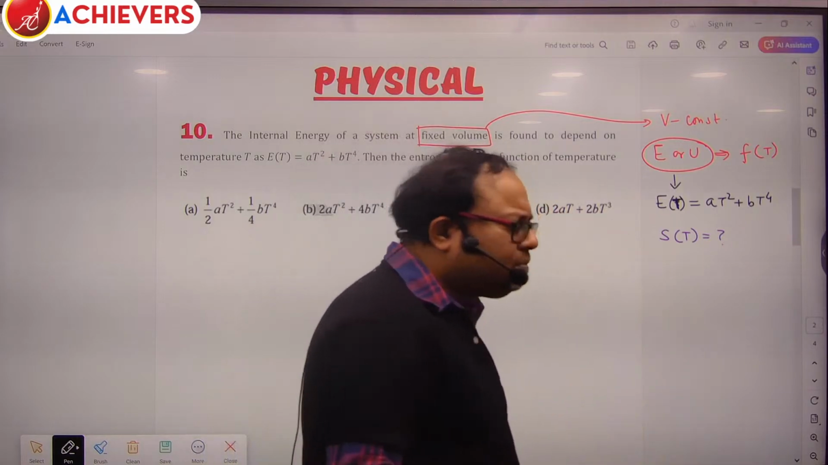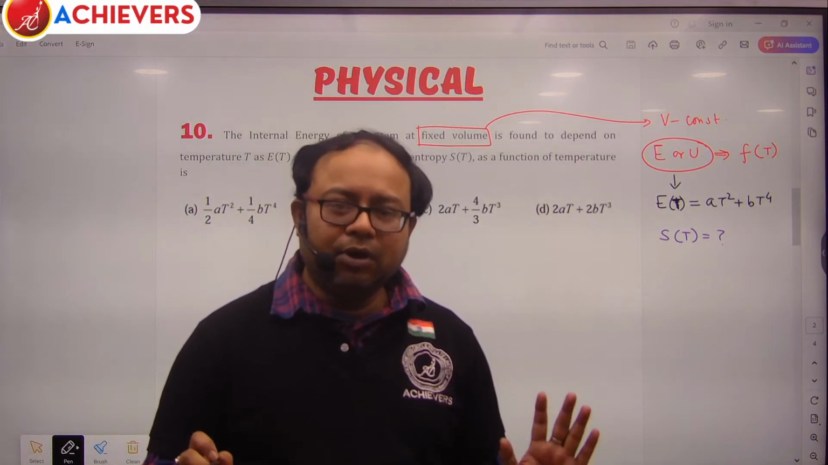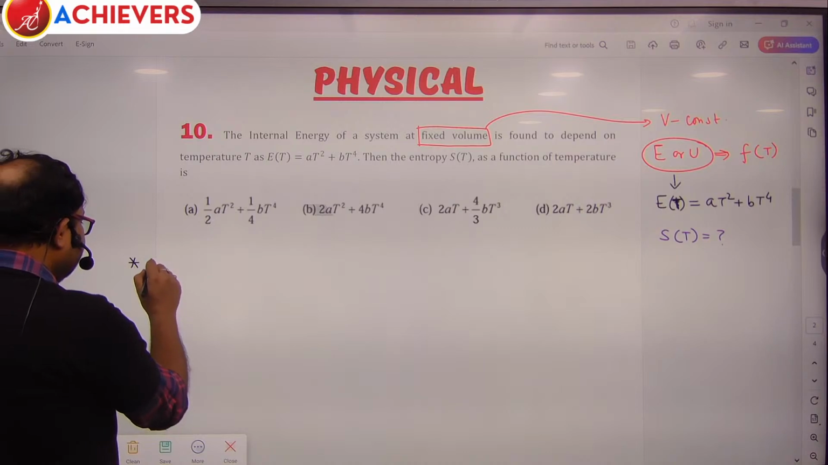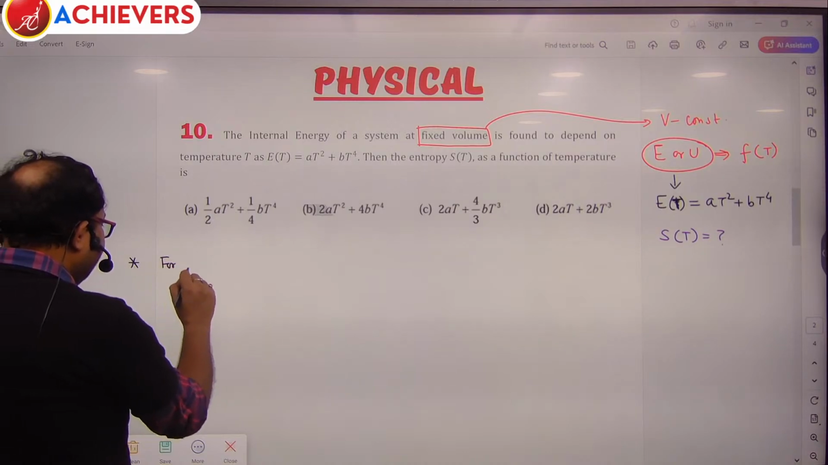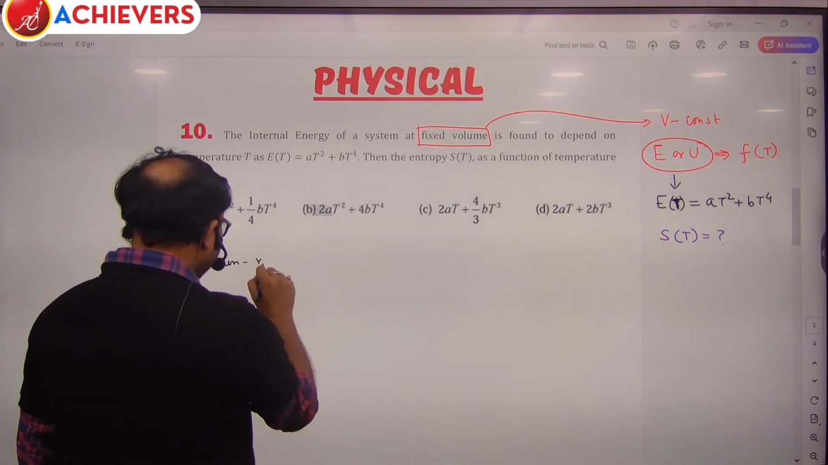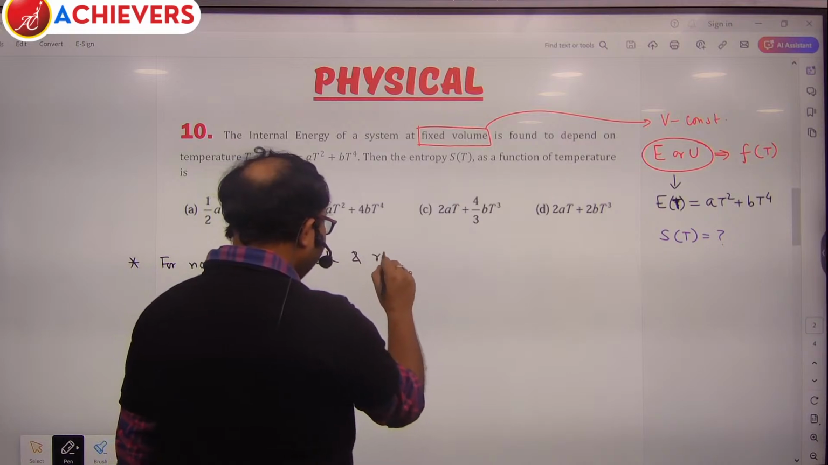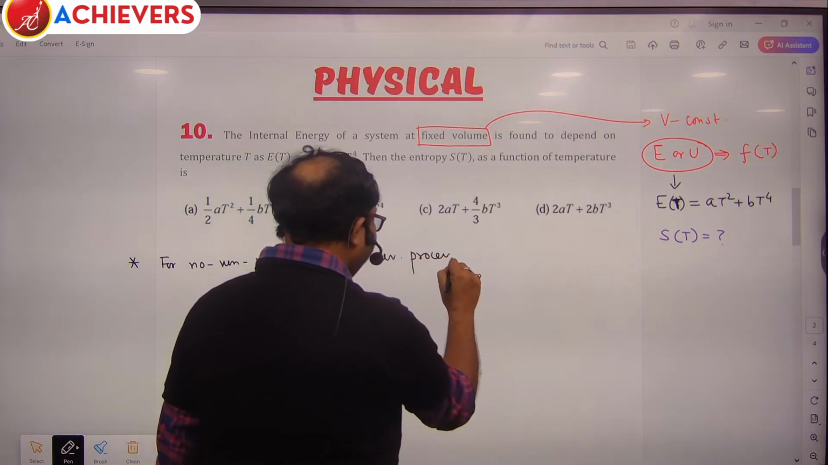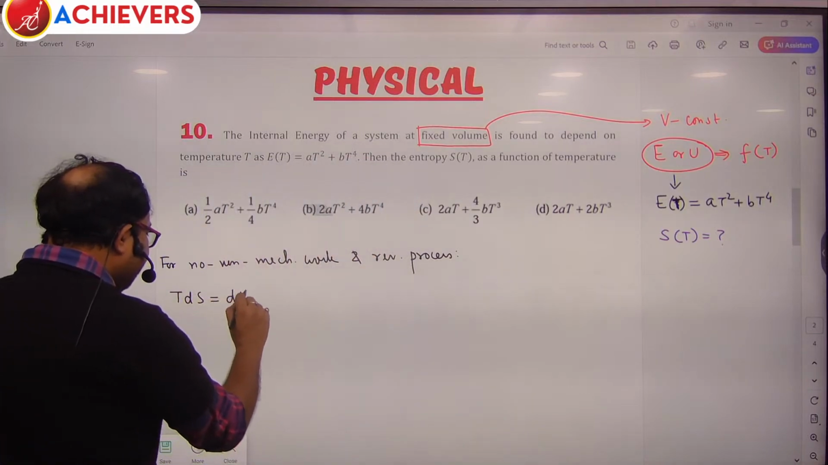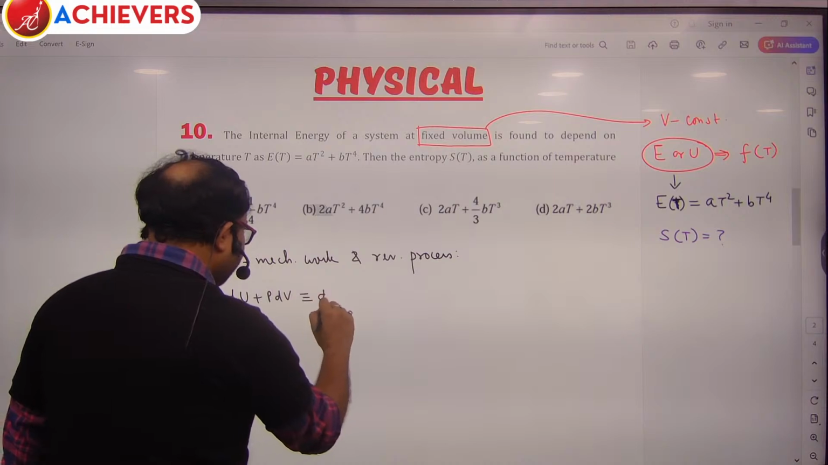Now we'll start with the fundamental equations of thermodynamics. So what are those equations? The first equation is for no non-mechanical work and reversible process, we can write TdS equal to dU plus PdV, which is equivalent to dE plus PdV.